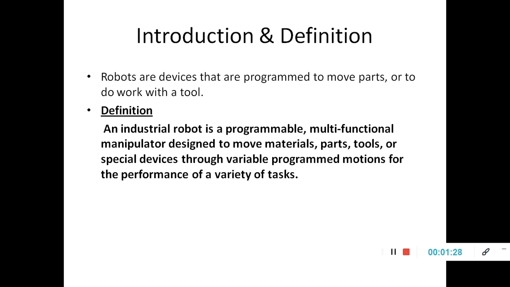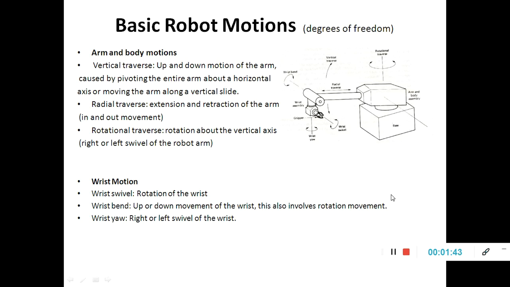So initially the program is written and stored in the robot, and according to that the robot is going to perform the different tasks. So the industrial robot is mainly used in industries to perform particular tasks.